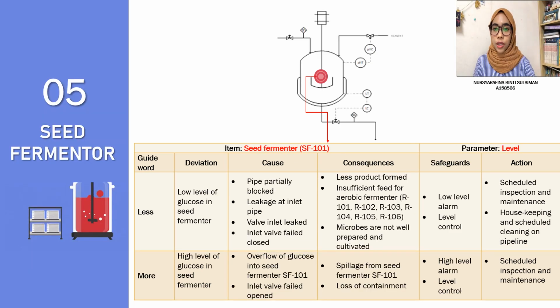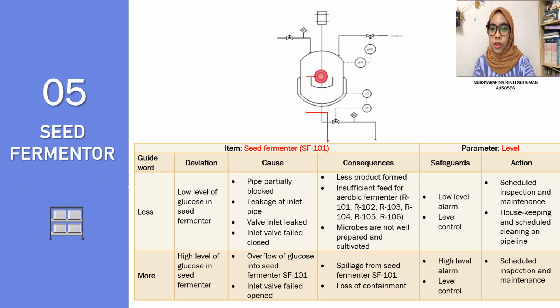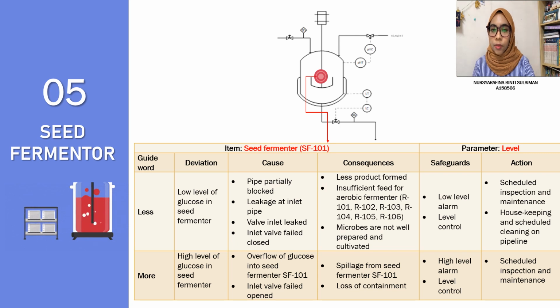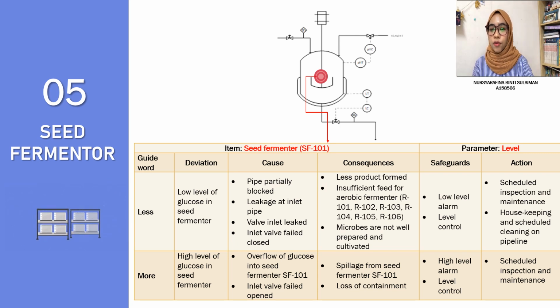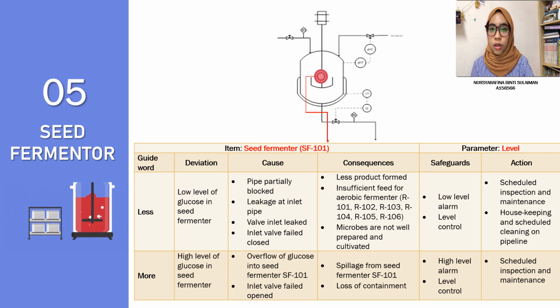The HAZOP for the seed fermenter will be focused more on the inside part of the fermenter because that is the most crucial part that needs to be assessed. The parameter is level and the guide words used are less and more. Deviation could either be low level of glucose or high level of glucose in the seed fermenter. Some of the causes that lead to low level of glucose are if the inlet pipe 85 is partially blocked or leaked, the inlet valve failed close, or the valve has leakage.